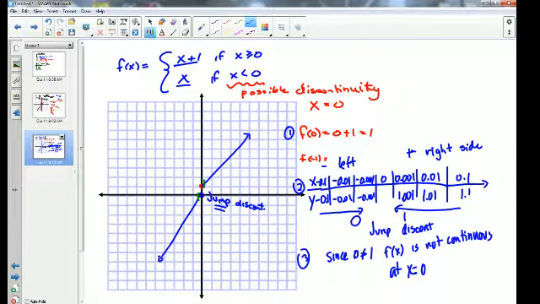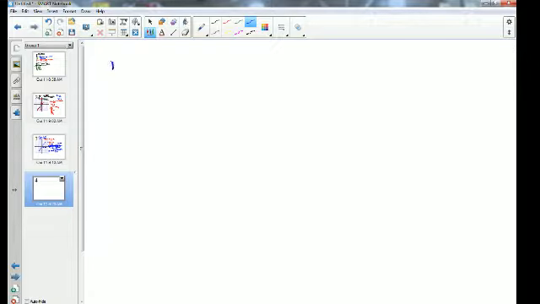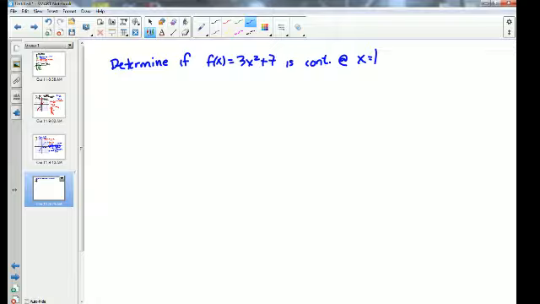Okay. Can we move on? Your minds are melted now, aren't they? Determine if that function is continuous at x equals... A very common statement.